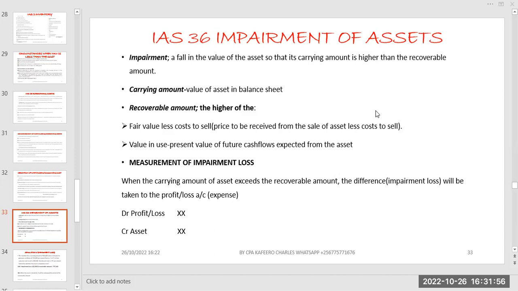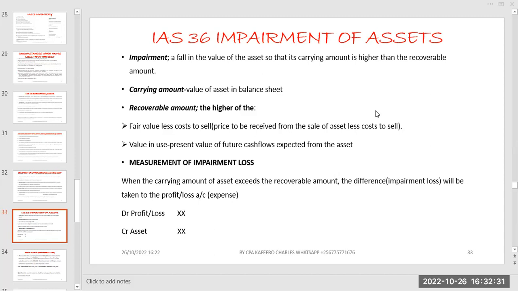As per this standard, if you are to recognize the recoverable amount, you should recognize either the fair value less the cost to sell, or the value in use, but you take the one which is higher of the two. If you get the fair value less cost to sell higher than the value in use, of course we are going to be seeing how we are computing these figures.